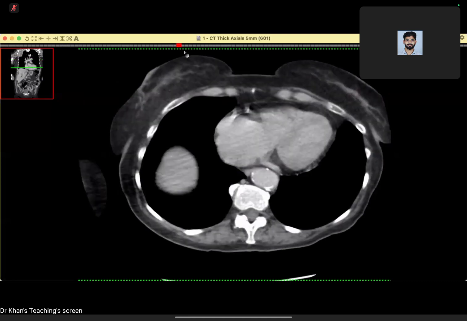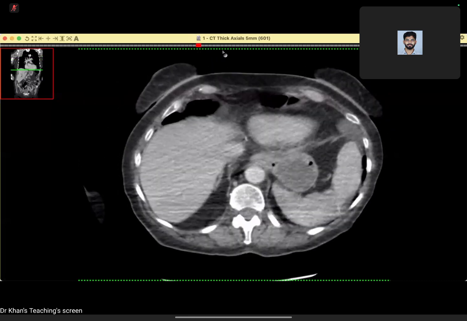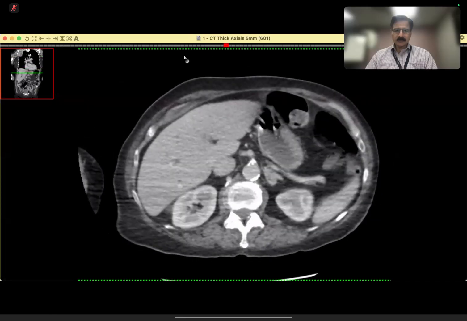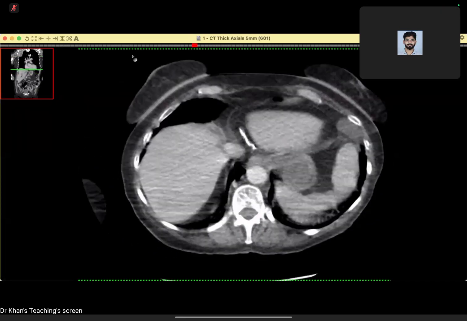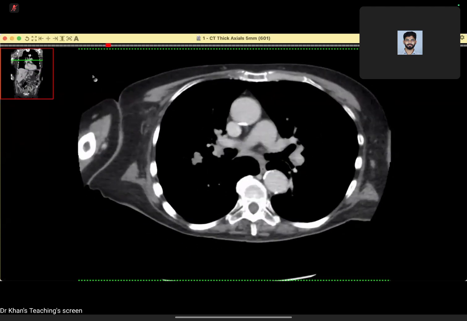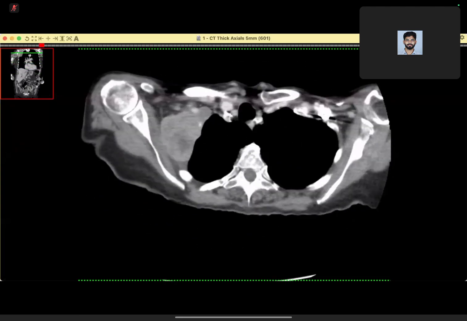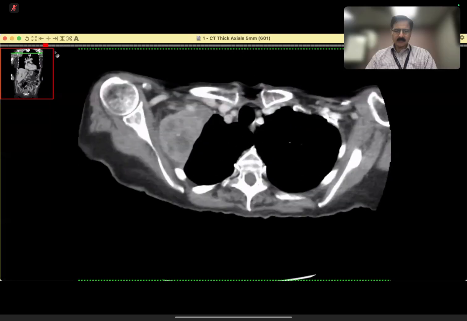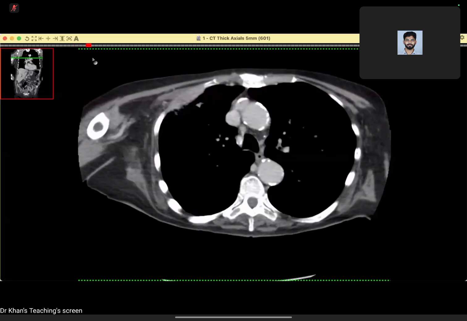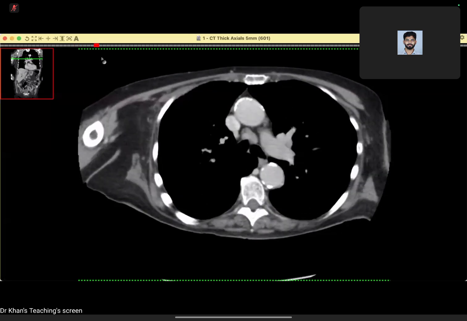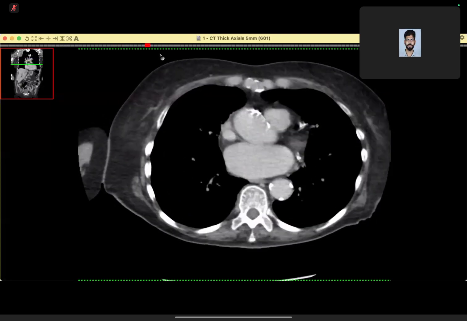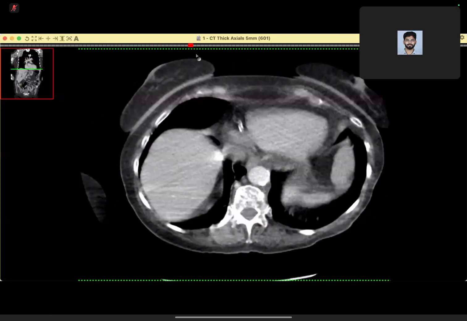Then it could be a primary aggressive bone lesion. Like what? There is no matrix mineralization. It could be a sarcoma. What kind of a sarcoma? Soft tissue sarcoma. Anything else? That's all I can think of. Okay, thank you.